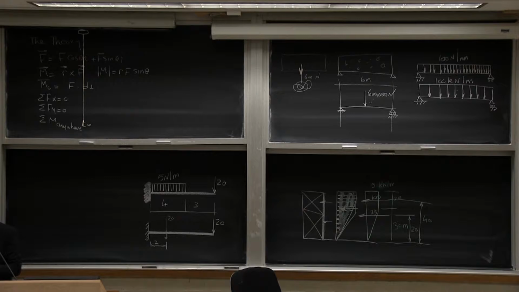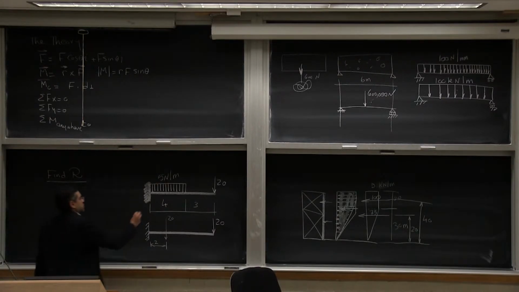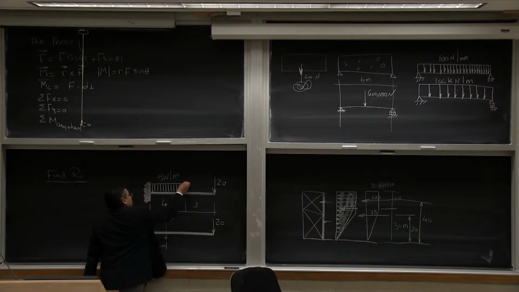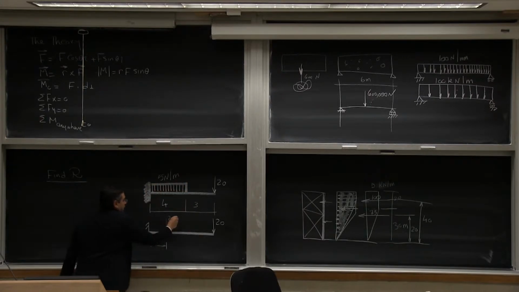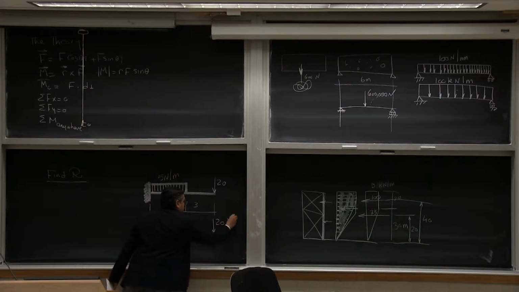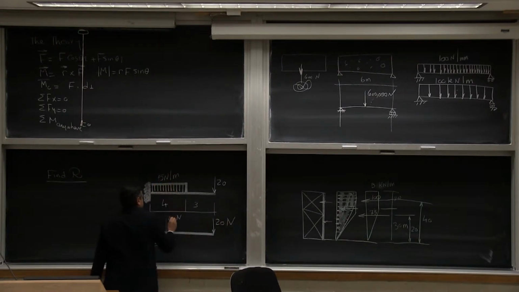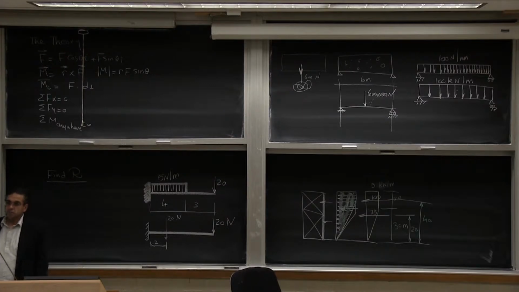The first thing is I get rid of the distributed load because I'm only required to find the reactions. So I have the concentrated load, nothing happens to that. I have the distributed load, and instead of it being distributed over 4 meters, I just get the area under this curve, which is 5 by 4, that's 20. So this is Newton per meter, this is Newton. And I get my 20.